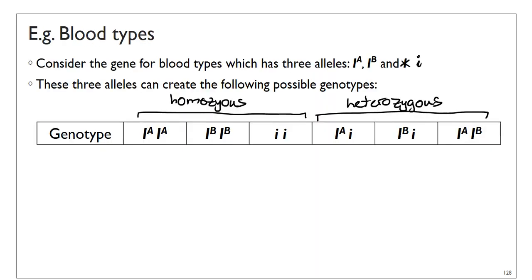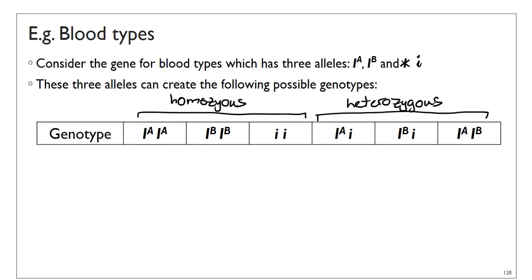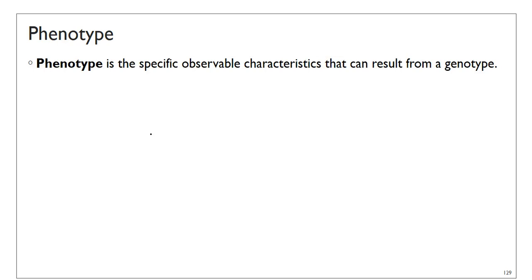So that's the genotype. Now, once we have genotype, we're going to talk about another concept that's related, but it's not the same, which is phenotype. Genotype is your actual genetic makeup for a trait, expressed in the combination of alleles that you have. Phenotype is the actual trait that you can see. The key thing here is that it's observable. So phenotype is the specific observable characteristics, or you can say trait, that can result from a genotype.